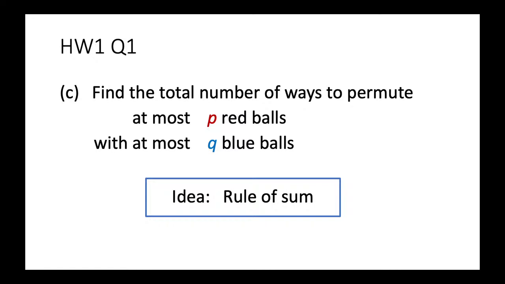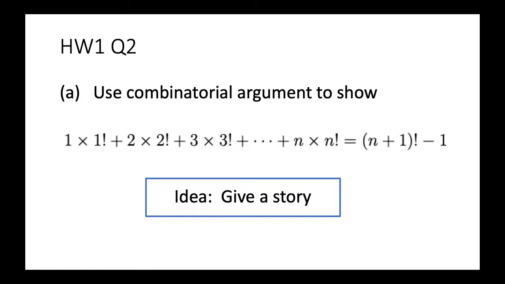And then the next question. For question 2, we want to use a combinatorial argument to show this equality: 1 times 1 factorial plus 2 times 2 factorial plus 3 times 3 factorial up to n times n factorial is exactly n plus 1 factorial minus 1. Okay, so the idea here is we are trying to give a story. Notice that when you are asked to prove something using a combinatorial argument, you must give a story rather than prove it by using algebra.